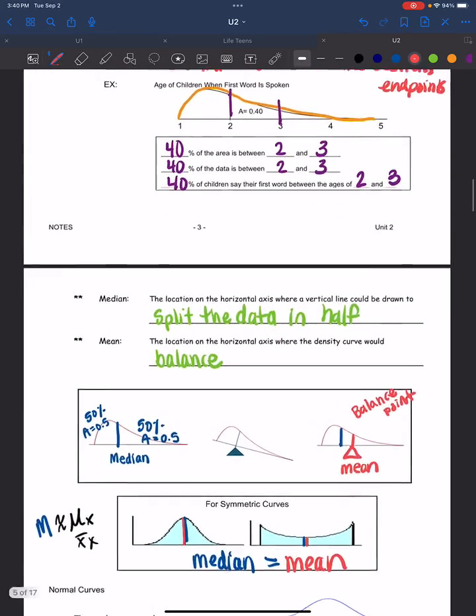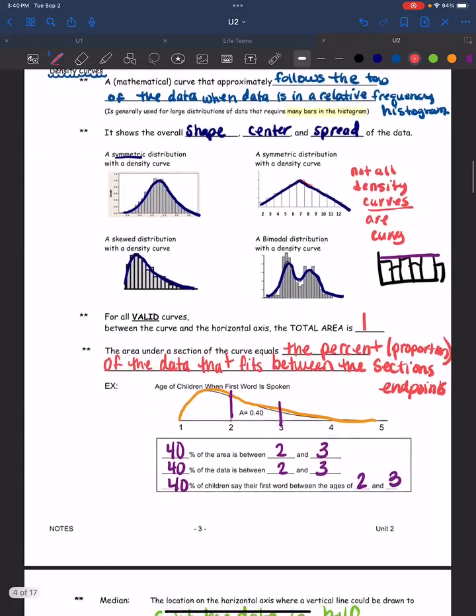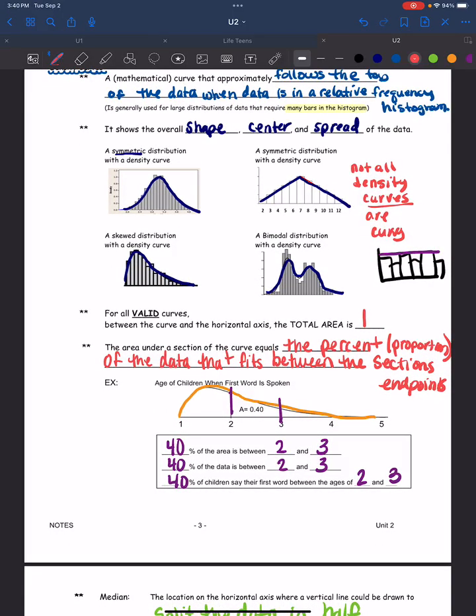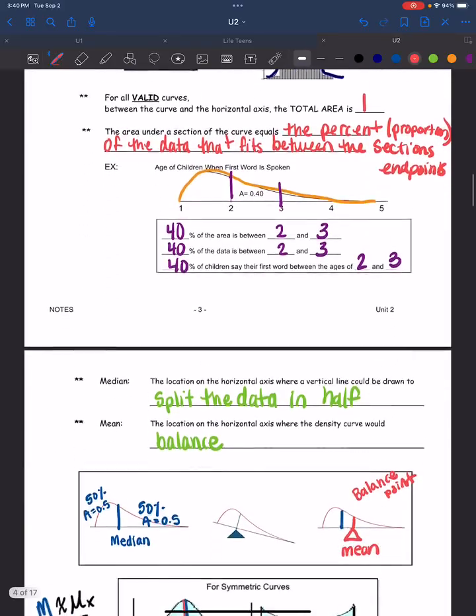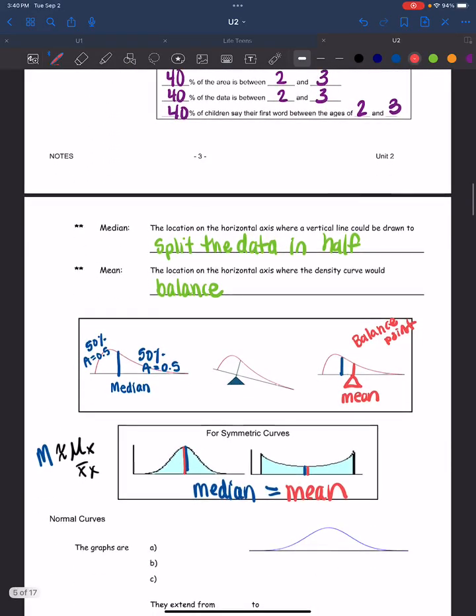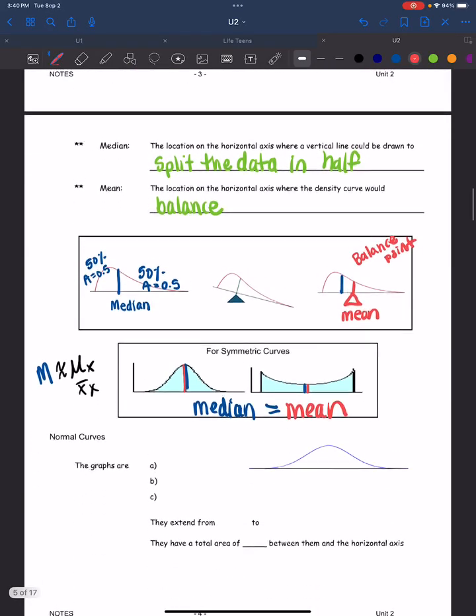Continuing on, now that we know a little bit about density curves, that their area is proportional to the amount of data underneath of them, and that it's kind of an oversimplification. You can look at it and feel good about it. There is a particular type of density curve that we're going to work with this unit, and it's going to be perfect, and we're going to love it for the rest of the year. These are called normal curves.